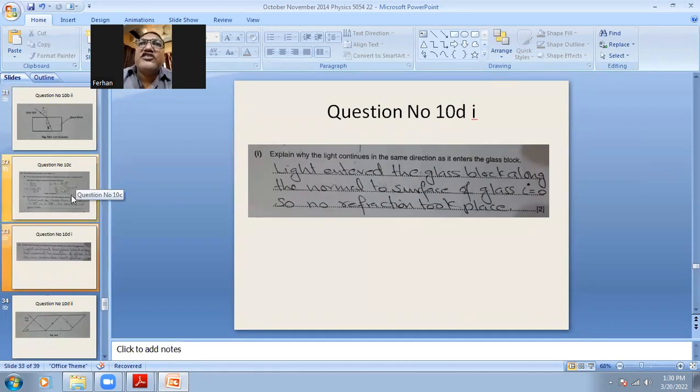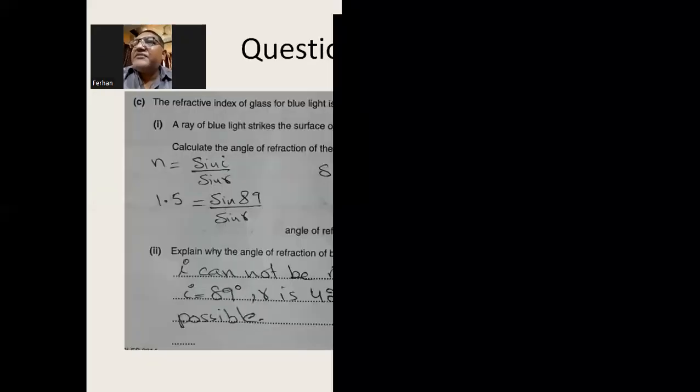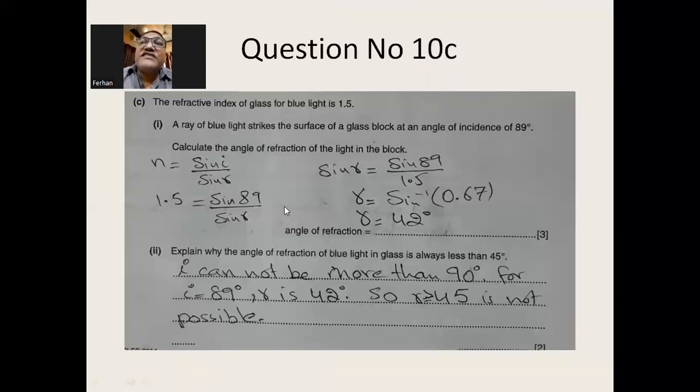One thing hit my mind when I was explaining this question. I said that the angle of incidence is 89. So when the angle of incidence will be 90 degrees, I said that the light will be moving along the normal. That is not the case. When the angle of incidence becomes 90 degrees, the light will be moving along the surface of the glass. So it will never enter into the glass. So I cannot be more than 90 for I equals to 9.